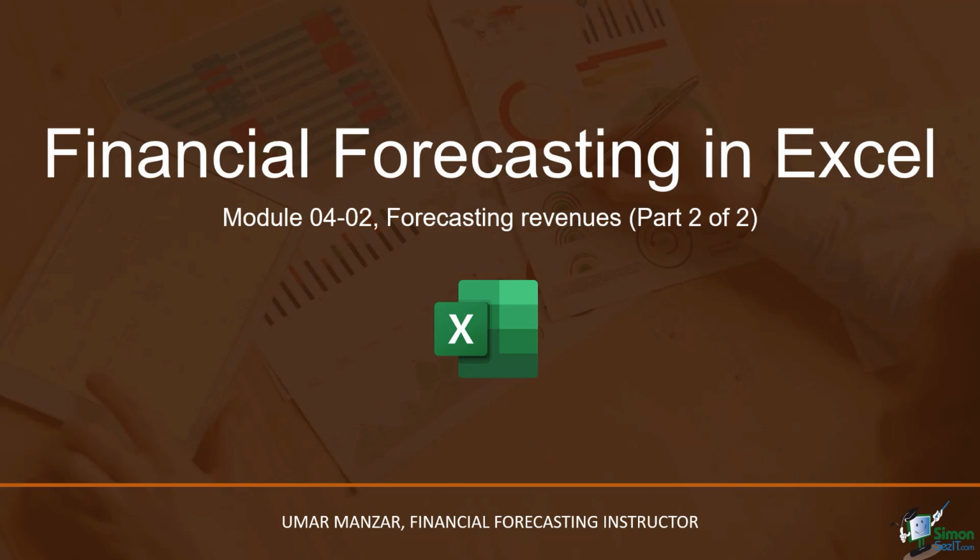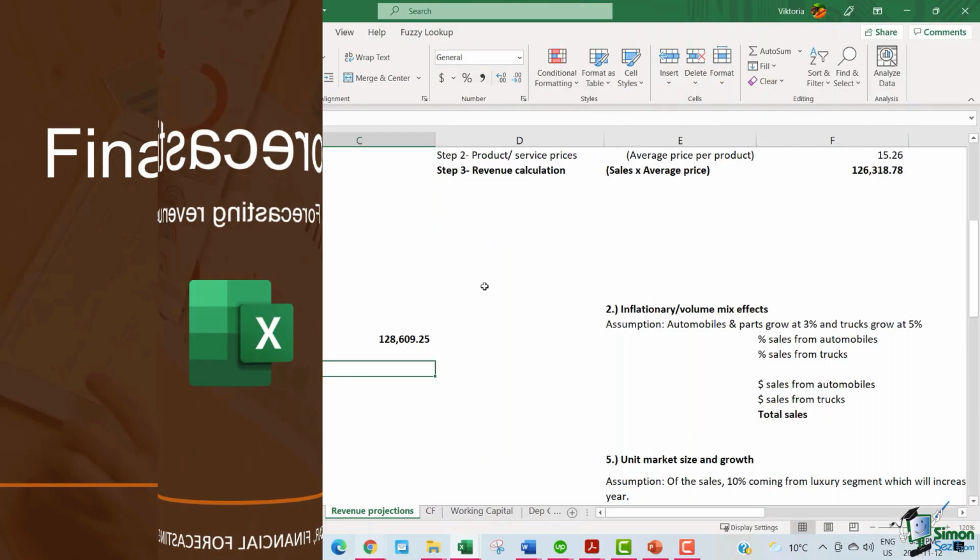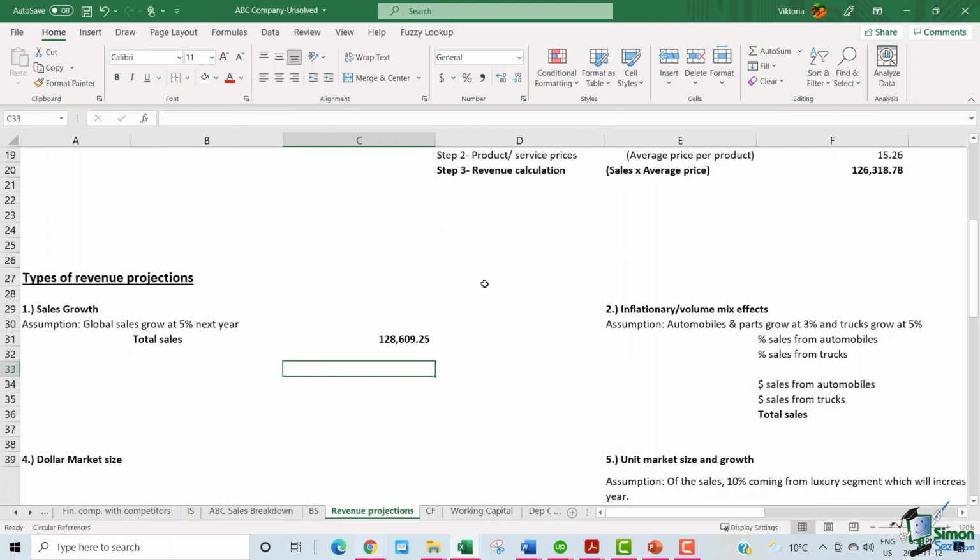Hello and welcome to Module 402, where we will continue our discussion of forecasting revenues in the Financial Forecasting in Excel course. There are as many ways to create a revenue projection as there are businesses. Let's move on to our Excel file and discuss some of the most common ways in which a revenue is projected. This is our Revenue Projection tab, and we will be discussing some revenue projection approaches.